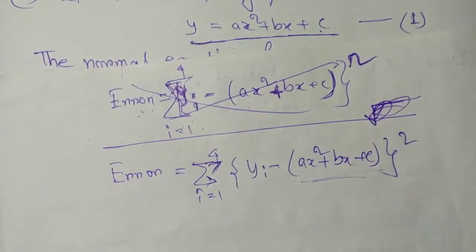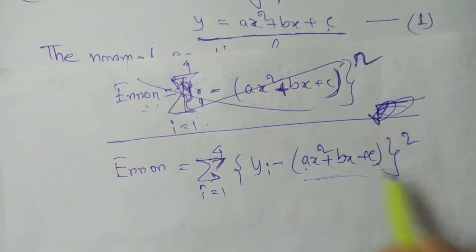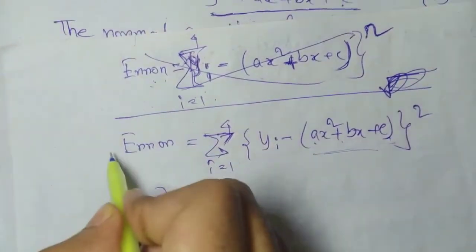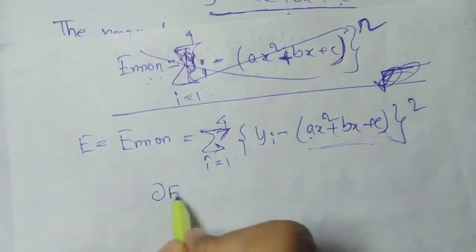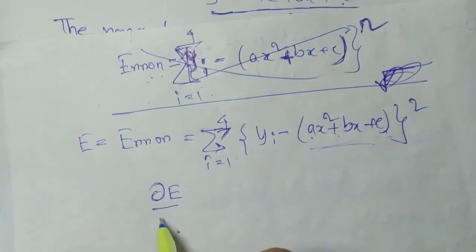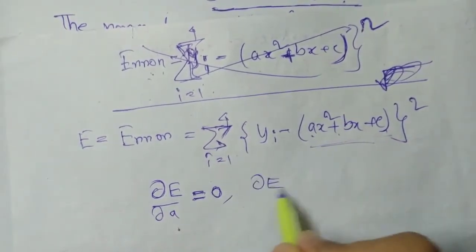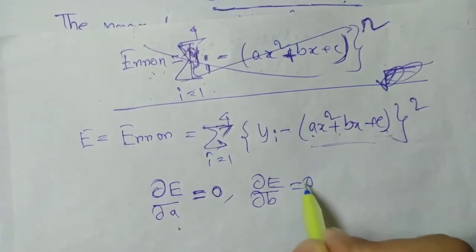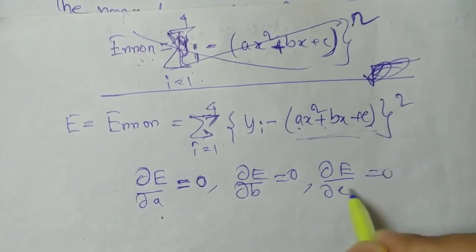The first thing we have to do is take the partial derivatives with respect to the unknowns. Here the unknowns are a, b and c. So if we denote this error as e, we set del e by del a equal to 0, del e by del b equal to 0, and del e by del c equal to 0.